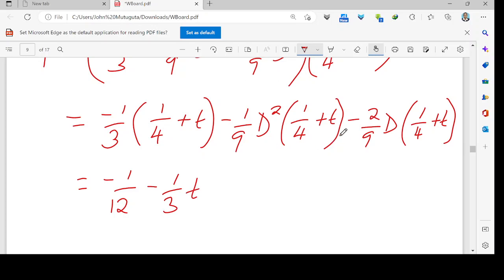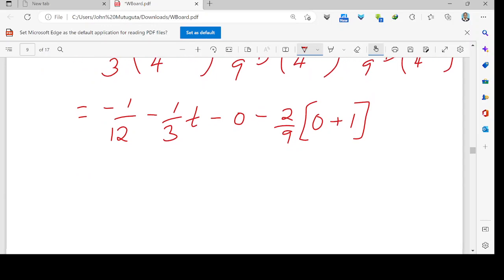The second term here, because there's a second derivative, the second derivative of a quarter is 0, the second derivative of t is also 0. So that one becomes just 0. The third term becomes 2 over 9. The derivative of 1 over 4 is 0, then the derivative of t is 1. So we are going to get minus 1 over 3t minus 1 over 12 minus 2 over 9.